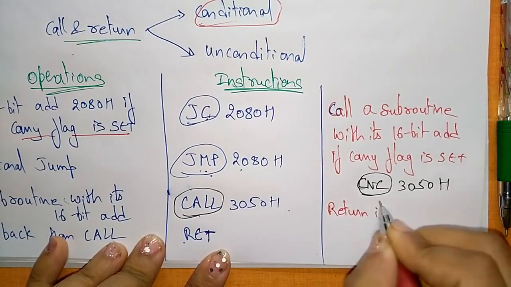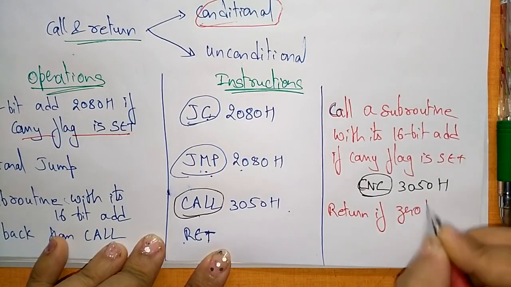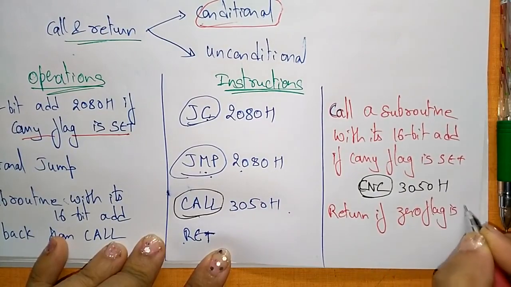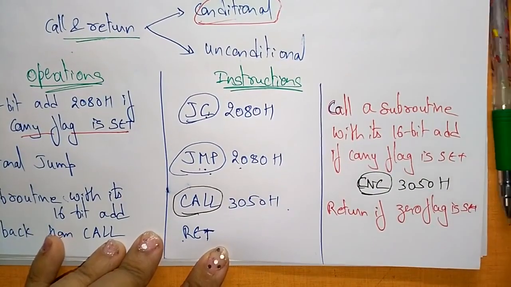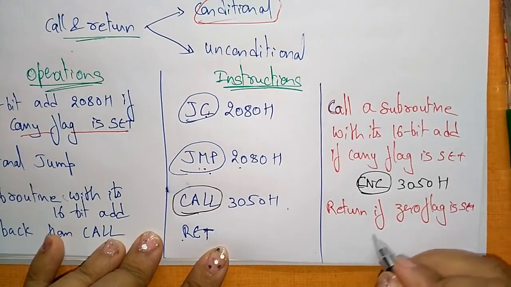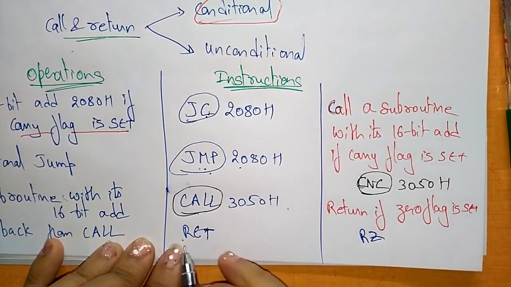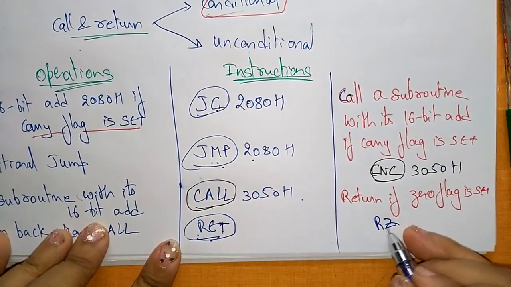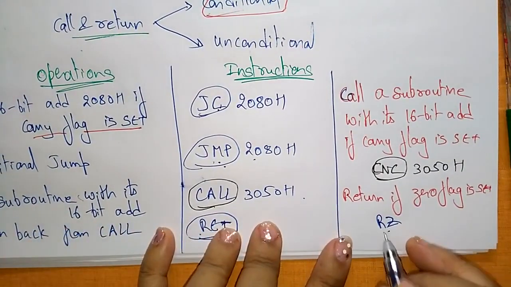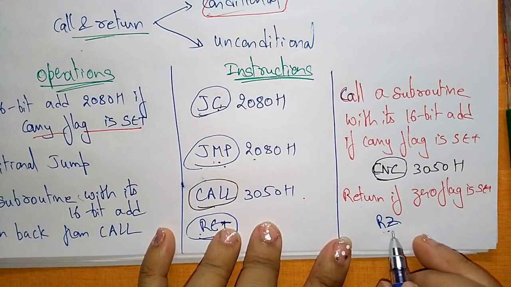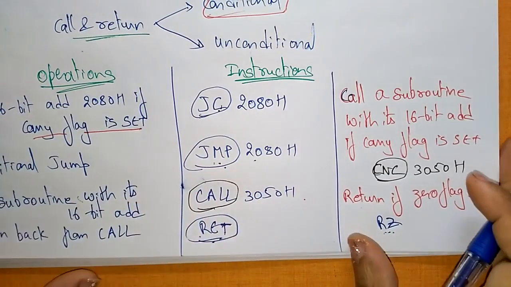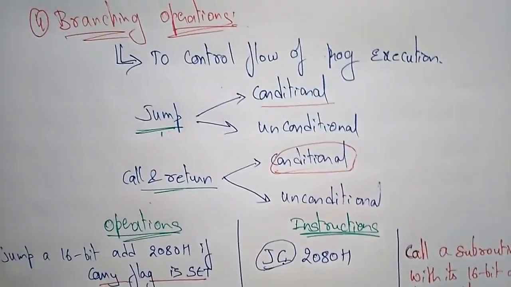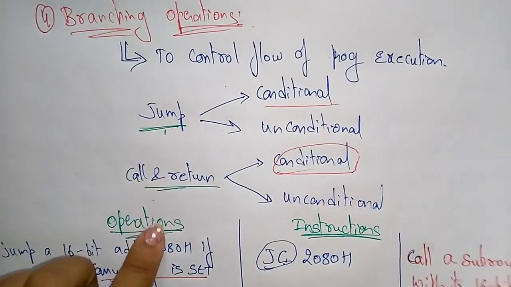In the same way, for return also a condition can be there. Return if the zero flag is set. The instruction is RZ. Unconditional return is just RET. Whenever the condition is specified, you write RZ: return if the zero flag is set. So this is about the branching operations: jump, conditional and unconditional; call and return, conditional and unconditional.